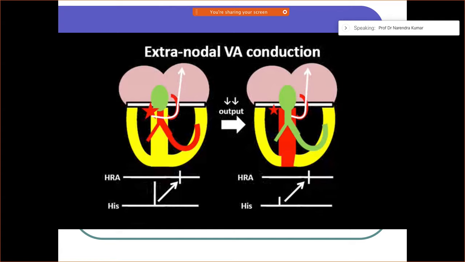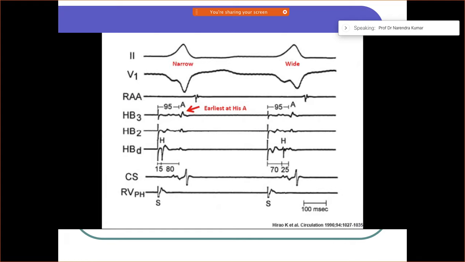Now let's try to understand the concept of extra-nodal VA conduction. So nodal we are able to understand, but what is extra-nodal? This is a beautiful animation we're trying to show, and let me give you an example. For the paucity of time, I'll do it like this. What is happening? As we can see, first of all, in the surface ECG, narrow, wide QRS.